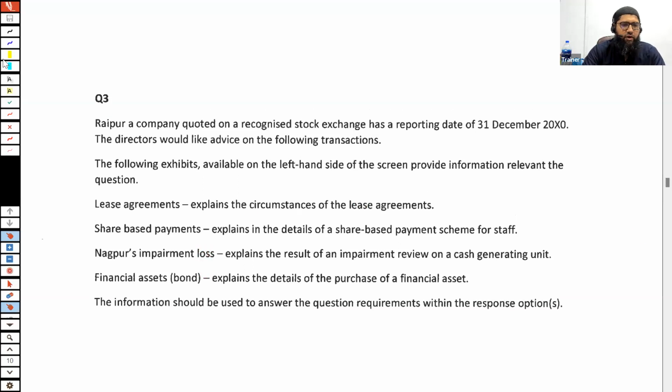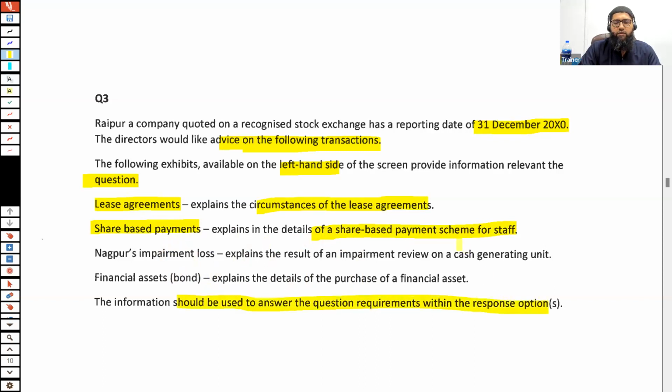This is question number 3, which we are going to do. Question 3 is about Rajpur. A company quoted on the recognized stock exchange has a reporting date of 31st December 20X0. The directors would like advice on the following transactions. So what are the transactions on which they would like advice on? The following exhibits available on the left-hand side of the screen provide information relevant to the question. The lease agreements, which explains the circumstances of the lease agreements. The share-based payment, which explains in details of the share-based payment scheme for a staff. Nagpur's impairment loss, and so on. The information should be used to answer the question within the response options.